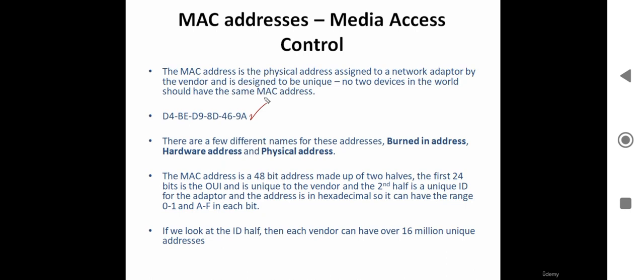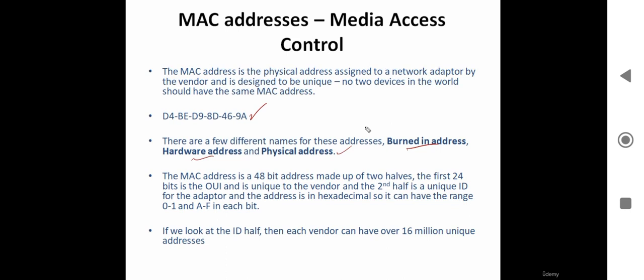There's a few names that MAC address is known by. As you see, it's known as a burned-in address, a hardware address, or a physical address. The MAC address is 48 bits long and it's split into two halves. The first half, in other words the first 24 bits, is the OUI, and that is unique to the actual vendor. Now, some vendors, for argument's sake Cisco, Juniper, and some other big ones, have multiple OUIs.